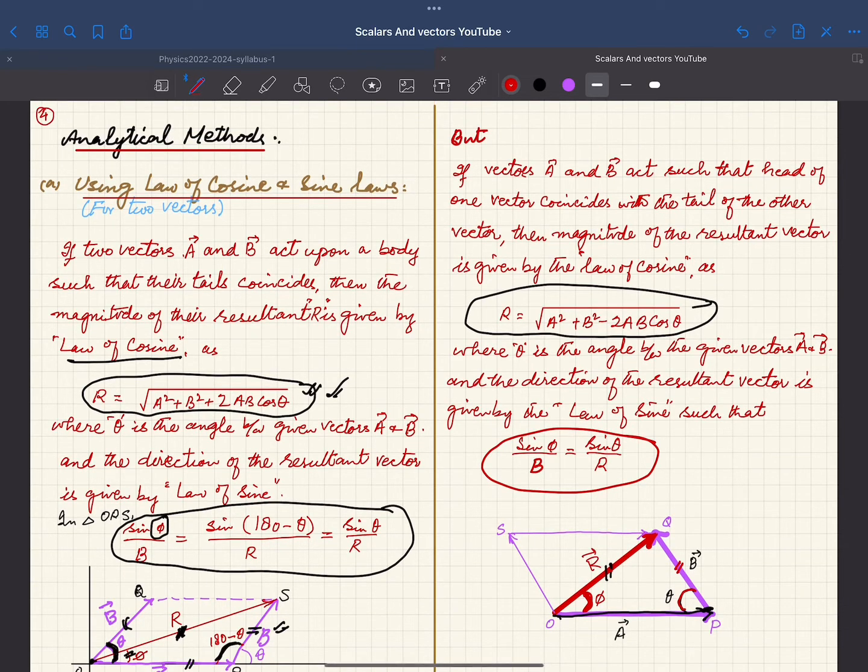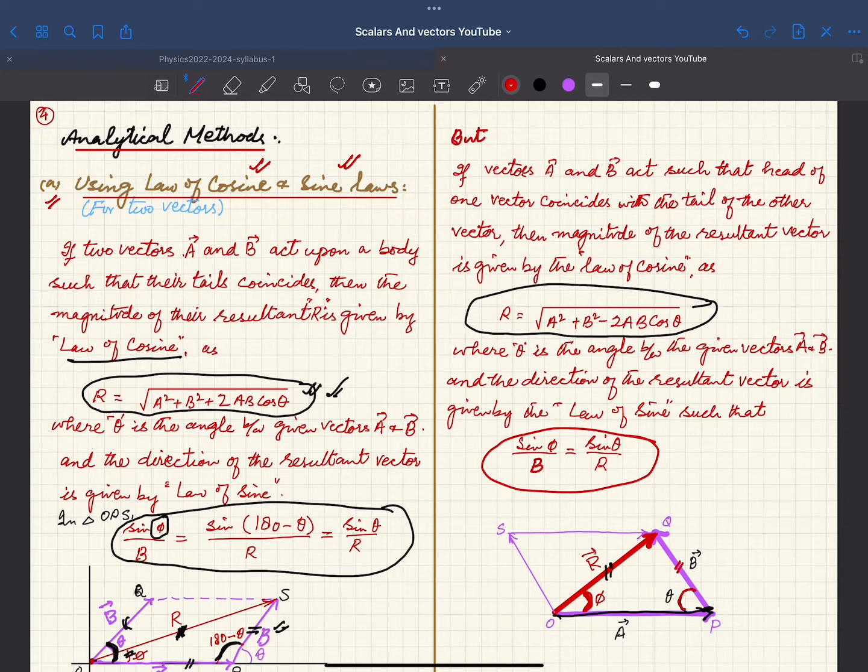So this is the first technique, you can say, for the analytical method using the law of sine and law of cosine. The law of cosine is giving you the magnitude of the resultant vector, and the law of sine is giving you the direction of the resultant vector. So remember these two formulae and these two conditions.